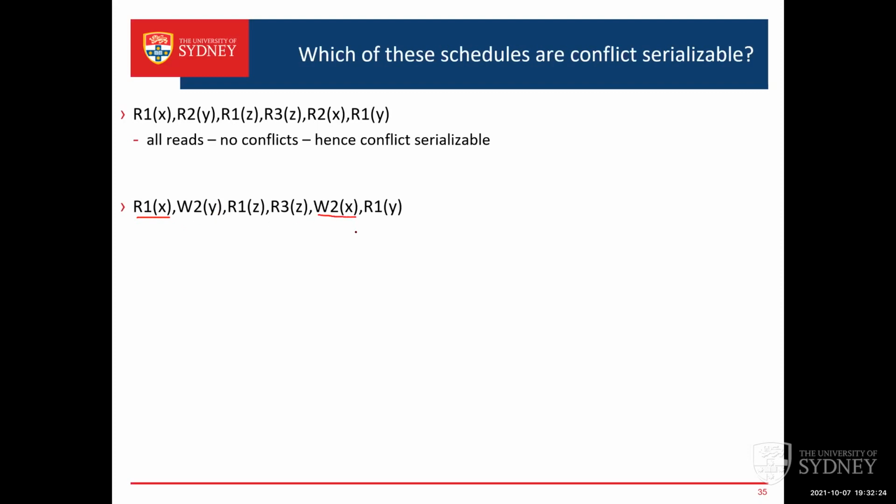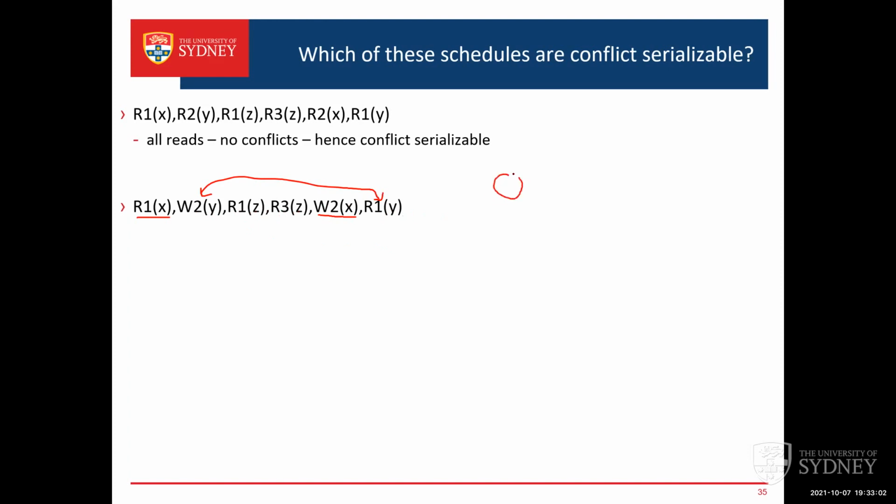What about W2X? These 2 are conflicting, right? Because we are working on X. This is read, this is write, this is transaction 1, this is transaction 2. What about the other one? These 2, right? Yep, you figured that one out. W2Y and R1Y. These 2 are the conflicting pair. Is there any conflict between these 2? No, because both are read, so no conflict.